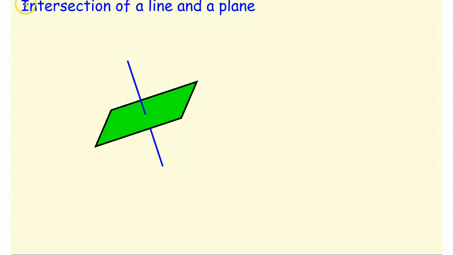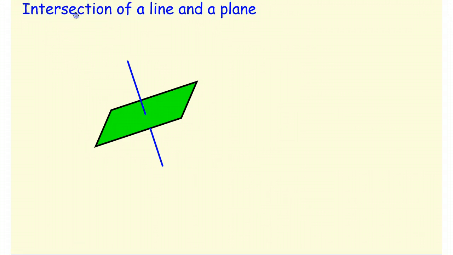Hi, in this lesson we're going to be looking at the intersection of a line and a plane. Here we see we've got a plane and we've got a line that's passing through that plane, and right there is where the line and the plane intersect each other. We're looking for the position vector of that point now.